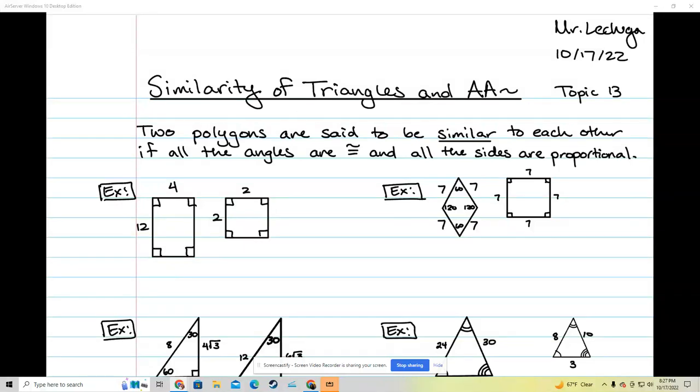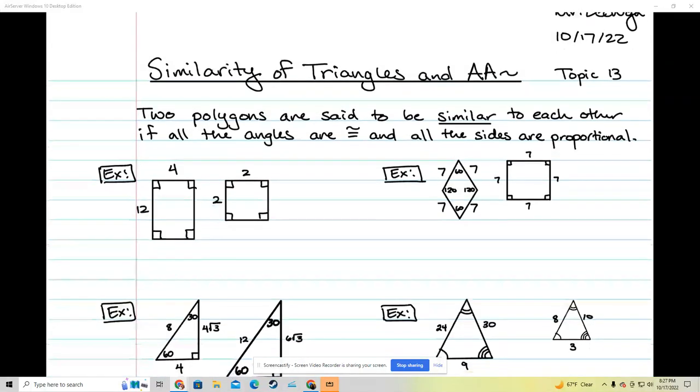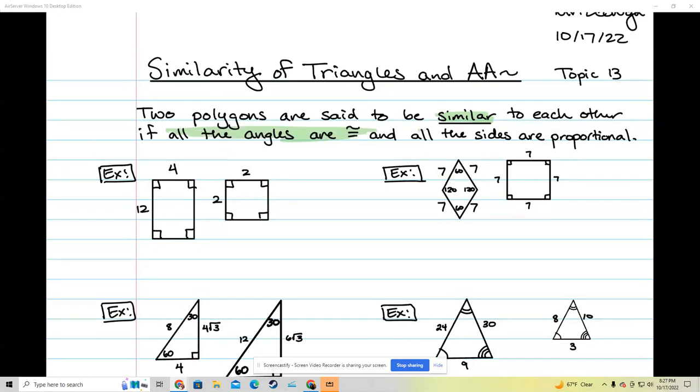Okay, today we're going to be going over similarity of triangles and angle-angle similarity. It says two polygons are said to be similar to each other if all the angles are congruent and all the sides are congruent. So today we're going to be focused more on not congruency, where everything is exactly the same, but rather similarity. Okay, so we're going to say that it's similar if all the angles are congruent and all the sides are proportional.